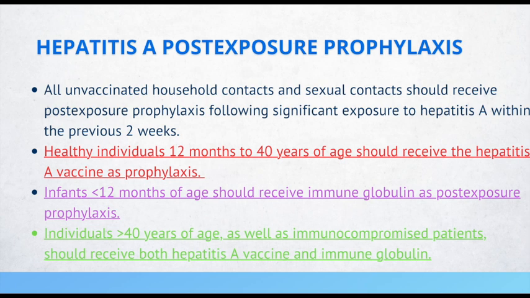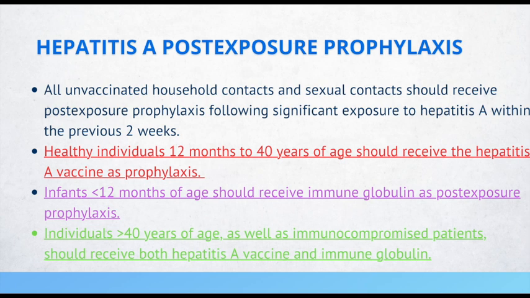However, infants less than 12 months of age should receive immune globulin as post-exposure prophylaxis. Individuals older than 40 years of age, as well as immunocompromised patients, should receive both the hepatitis A vaccine and immune globulin. Again, I can't stress enough how high yield this slide is. Knowing post-exposure prophylaxis is extremely important, so definitely commit this slide to memory.